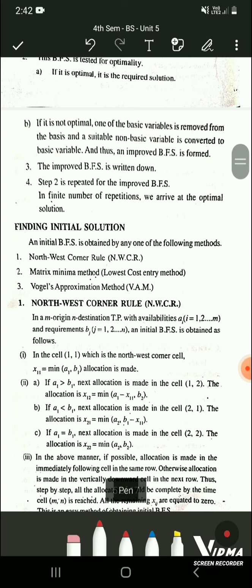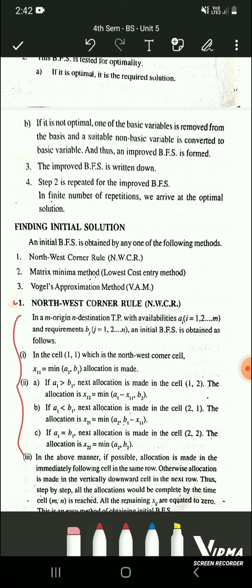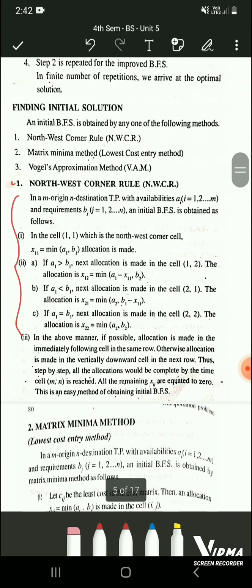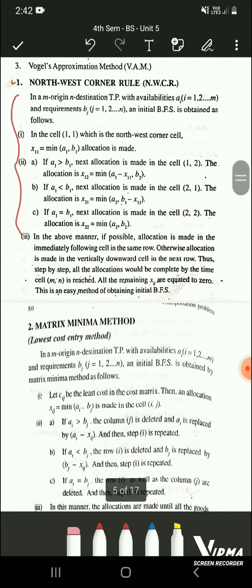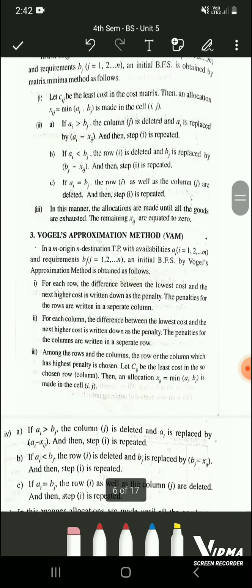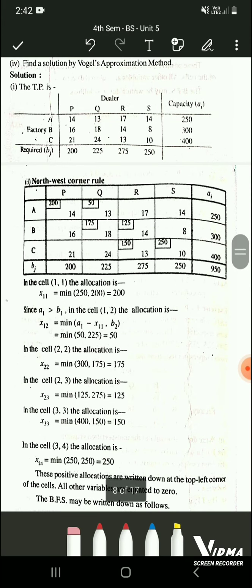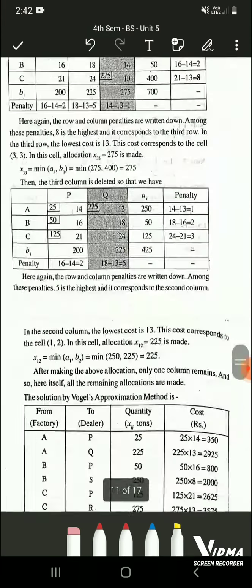finding a feasible solution by certain method. If they ask, write the steps involved in northwest corner rule, then you have to write all the steps. You can even write in your own words. By now I hope you have understood the method. Similarly for other two methods, and they might ask the problems.